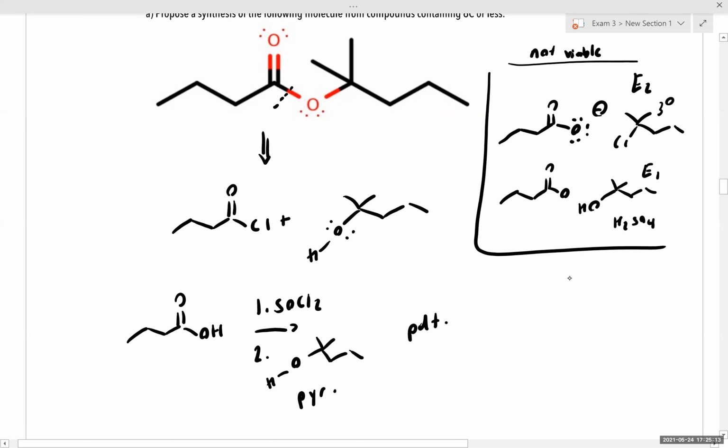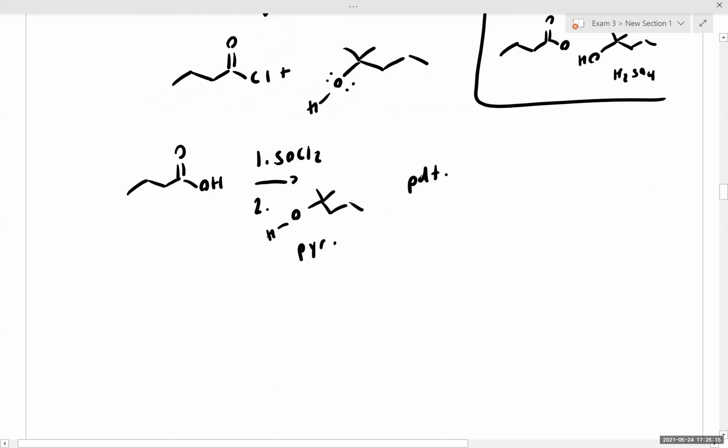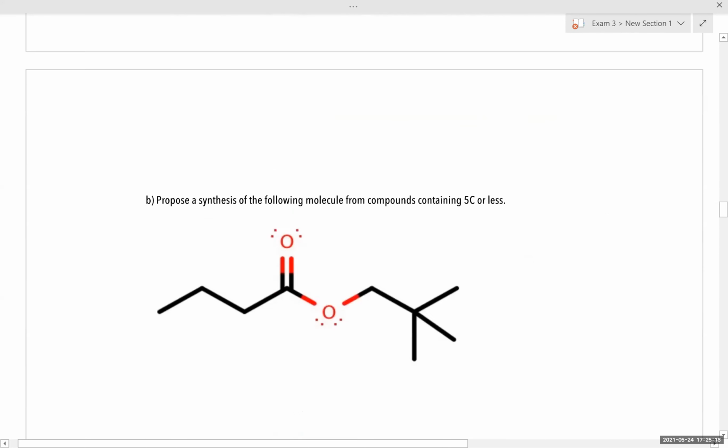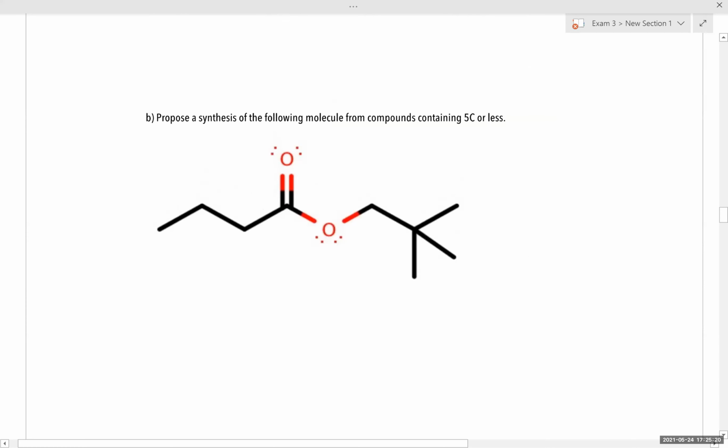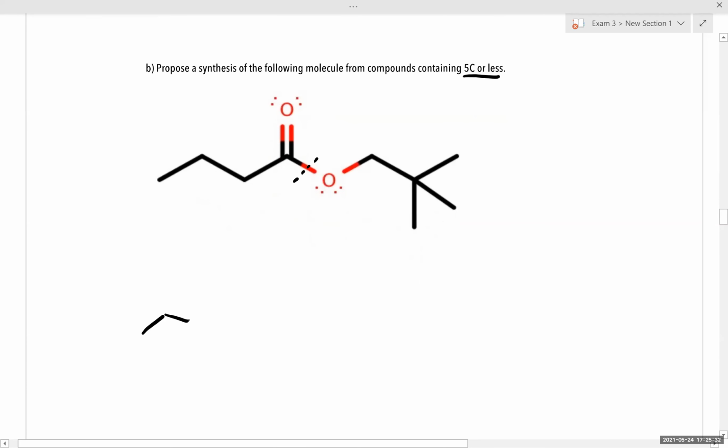Okay, if we don't have any other questions, let's look at the next. So in this case, we're asked to propose a synthesis of the following molecule from compounds containing 5 carbons or less. Again, I'm probably just going to break this bond and go through the acyl chloride.